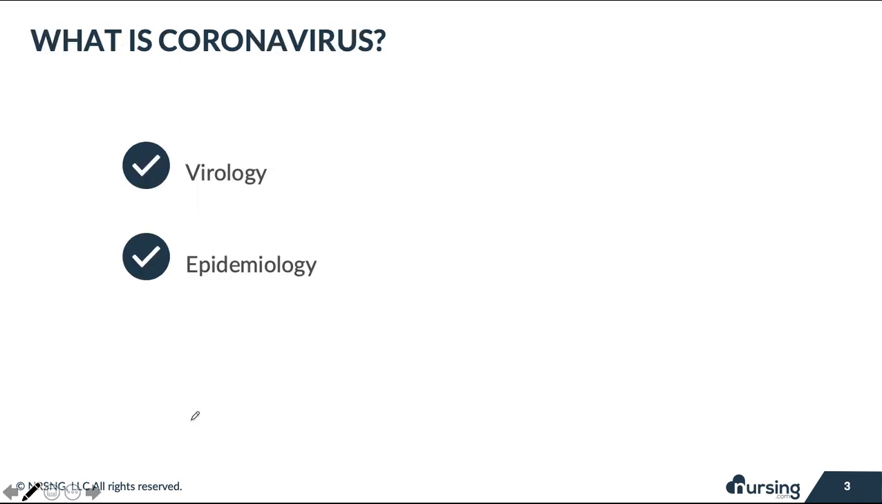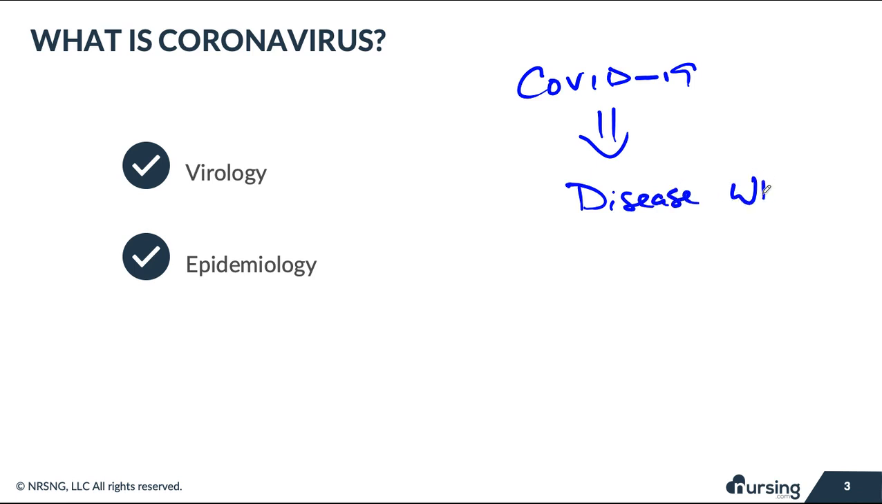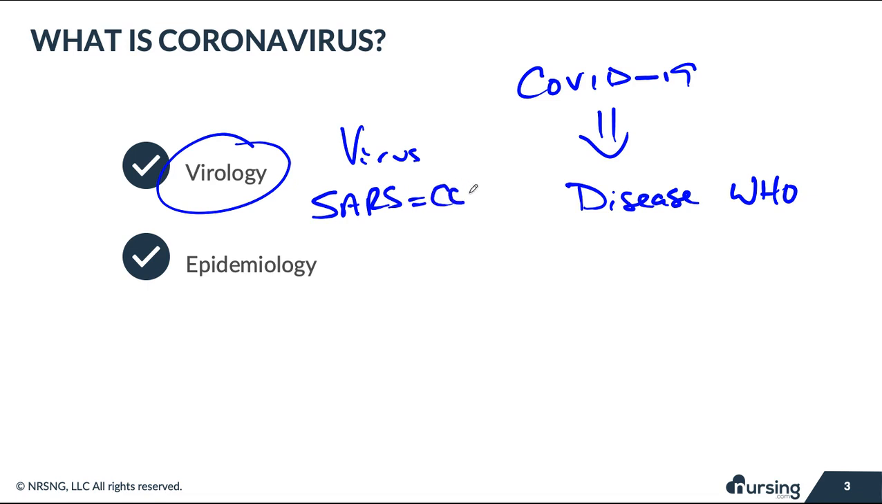So what is the coronavirus? Everybody keeps hearing this term COVID-19. Well, what is COVID-19? COVID-19 is the disease that's been designated by the World Health Organization to describe the illness caused by the virus. What is the virus? The virus is known as SARS-CoV-2, severe acute respiratory syndrome. The CoV-2 stands for coronavirus 2.